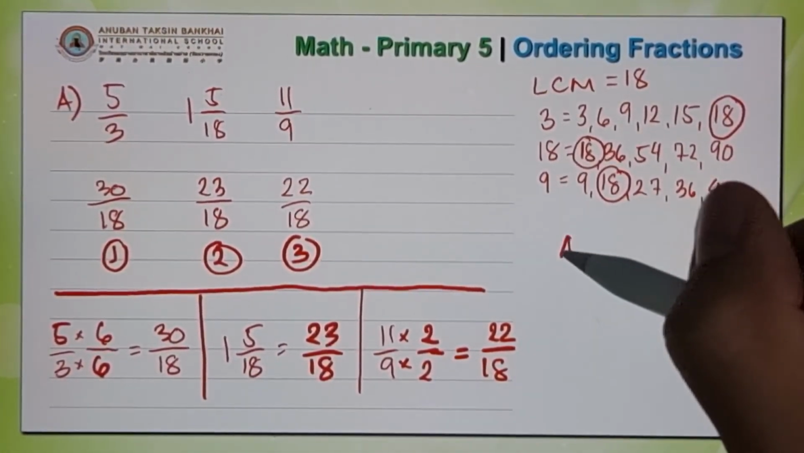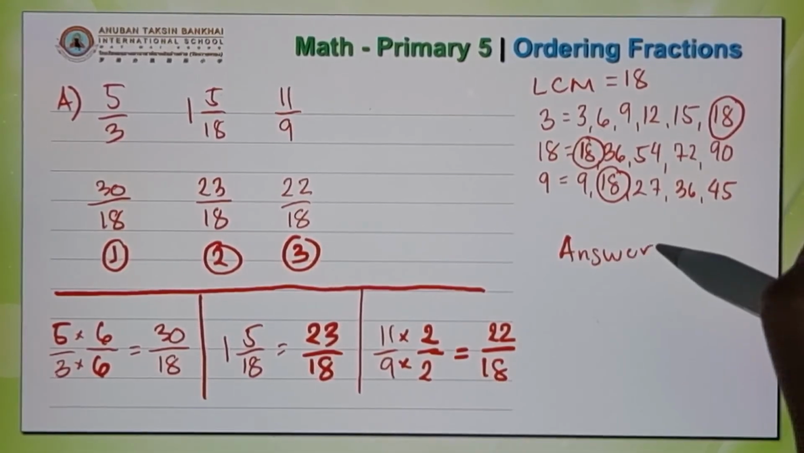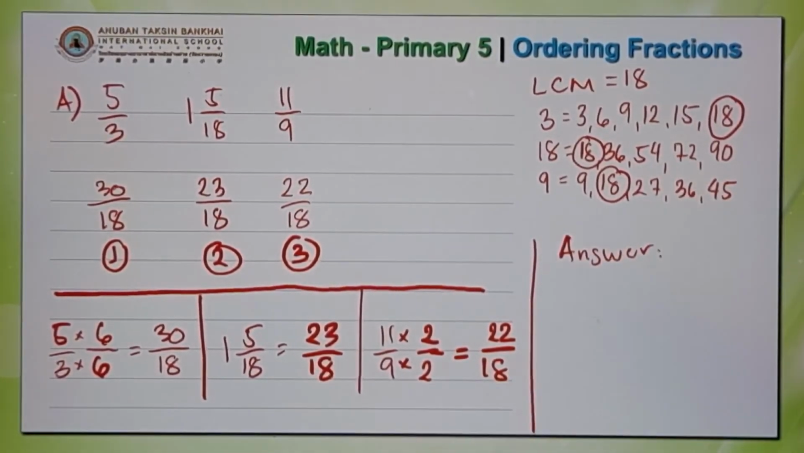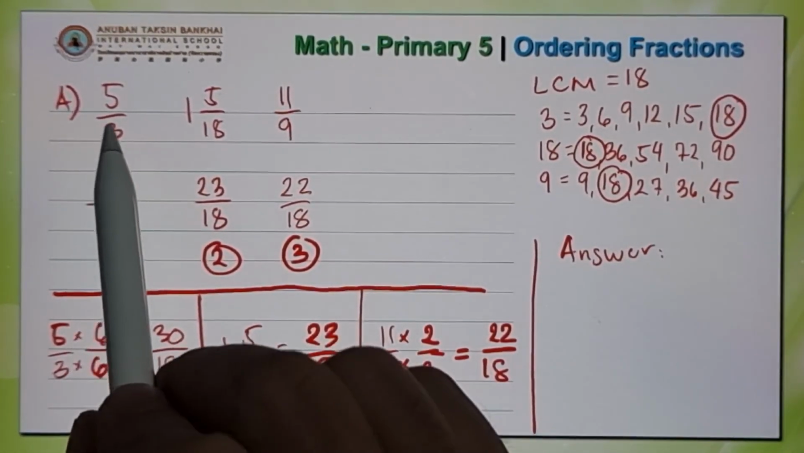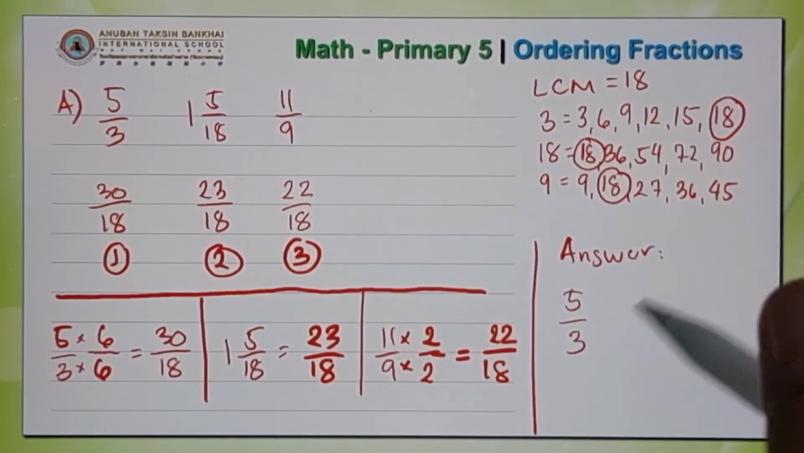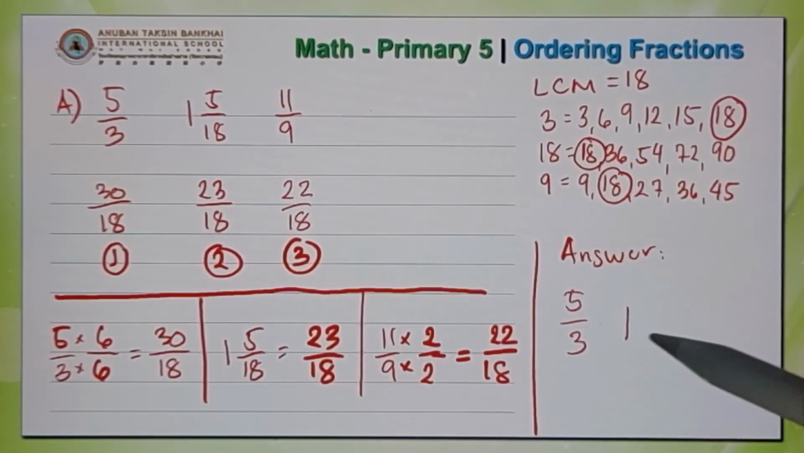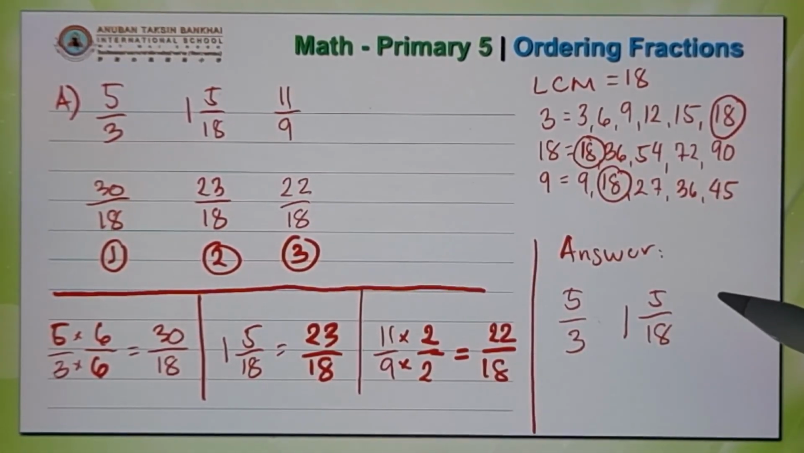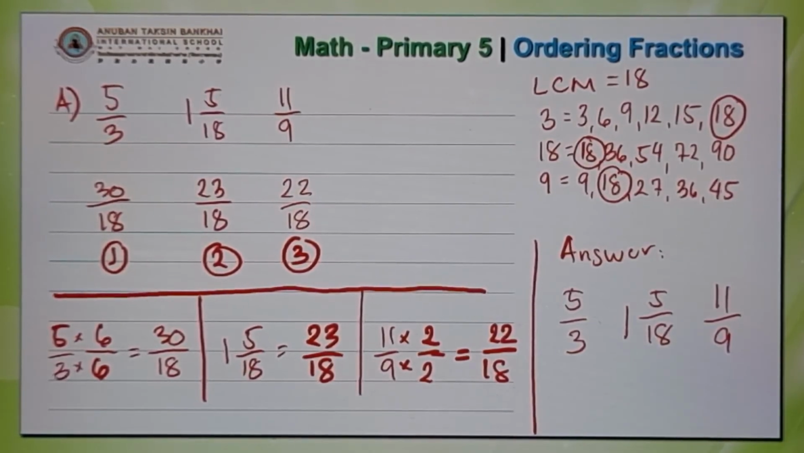So our answer, okay, can we just have a space here? So our answer will be the first one. We have 5 over 3. Next, we have 1 and 5 over 18. And of course, we have 11 over 9. So now, this is our answer.